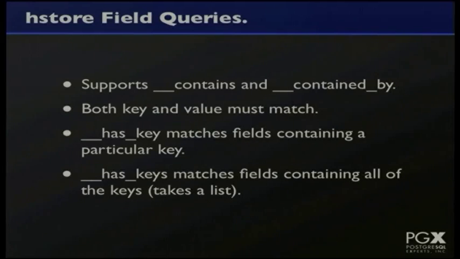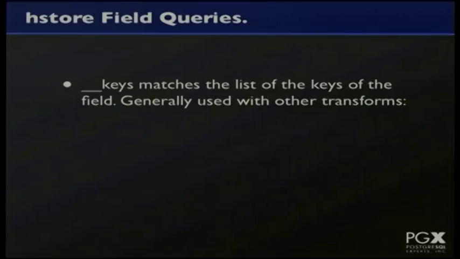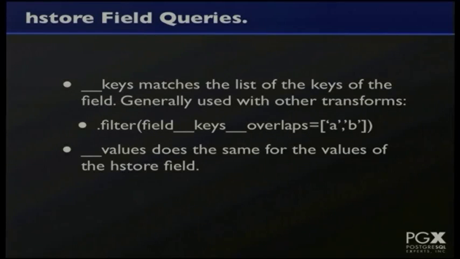There is a Postgres operation for any of the keys. Right now, that's not exposed on the queryset operations, but there's also keys to match the list of keys in the field. It's generally used with other transforms. So you say keys, filter keys, which gives you an array, which overlaps this. So this is a way of saying, do any of these keys exist in this field? Less efficiently than using the direct operation, but that's okay. We'll get there. And you also get values that works the same way, only for the value side of the relation, of the hstore.